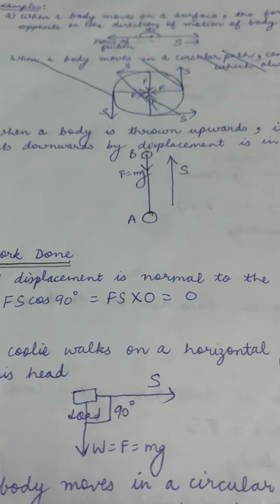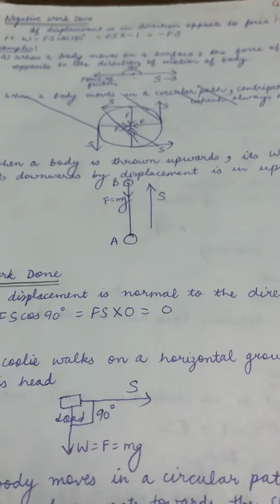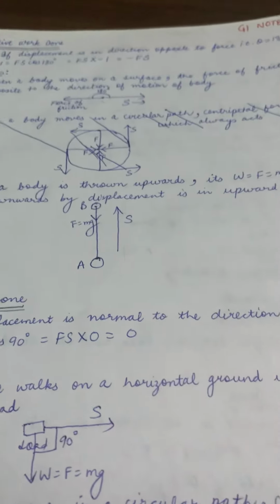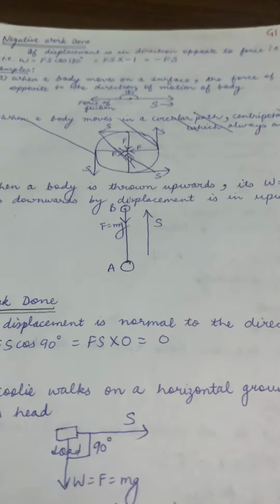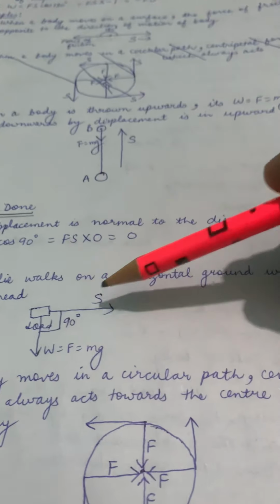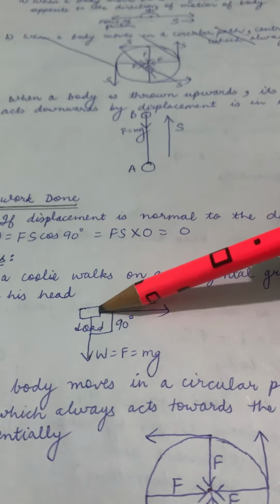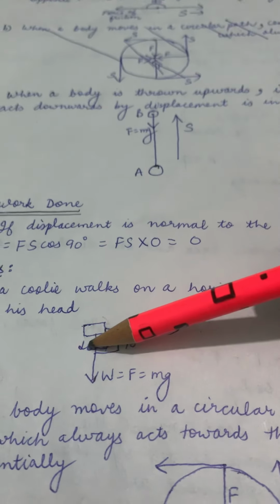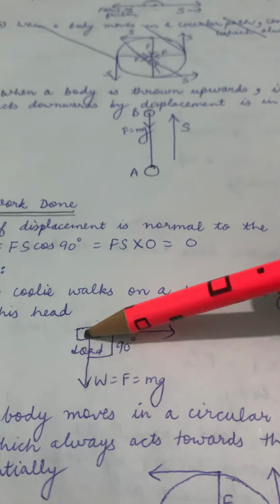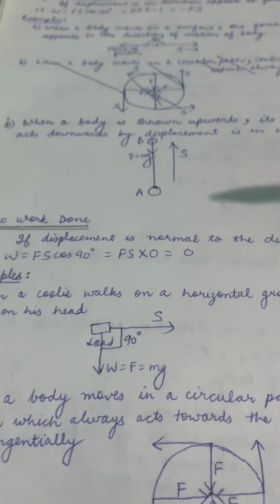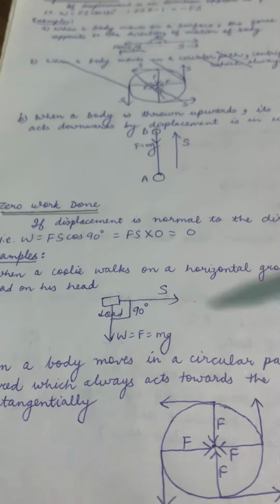I have told you, remember this thing where you say when a coolie walks on a road with the load on his head, we say work done is 0. Why work done is 0? Now understand this. Suppose a coolie is walking on a horizontal ground, beta. So it means displacement is in this direction. But we know, suppose this is its load, then its W is equals to F is equal to mg will act downward. So what is the angle between both of them? 90 degree. That's why work done is said to be 0.